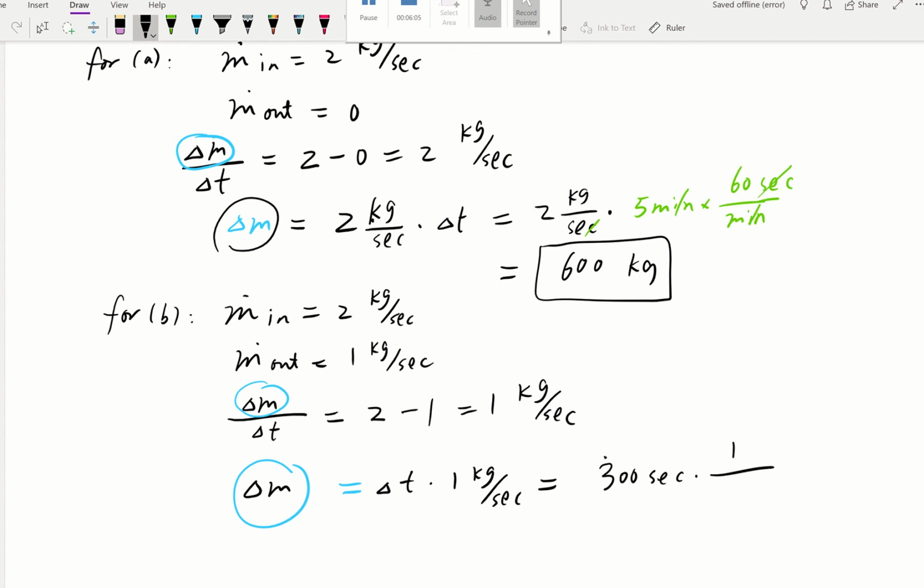Then times 1 kilogram per second. That gave us the answer of 300 kilograms. So during 5 minutes, you will see 300 kilograms of mass, or water, stored up in the container.